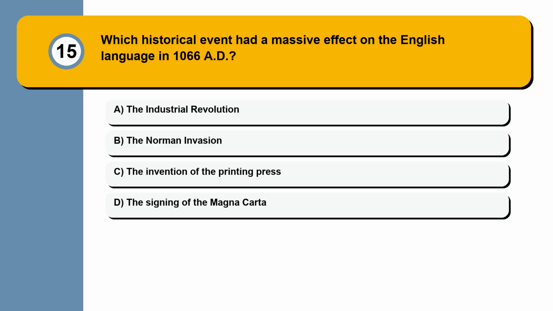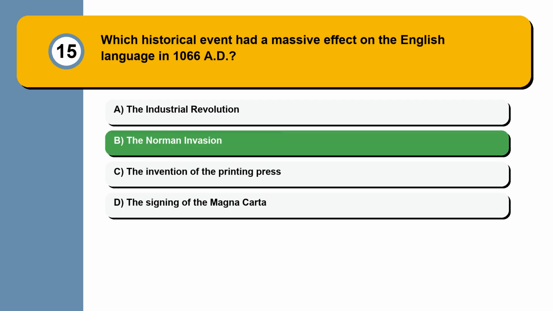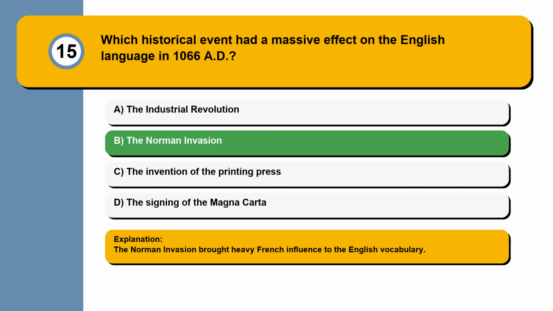Question 15. Which historical event had a massive effect on the English language in 1066 AD? The Industrial Revolution, the Norman Invasion, the invention of the printing press, the signing of the Magna Carta. The Norman invasion brought heavy French influence to the English vocabulary.